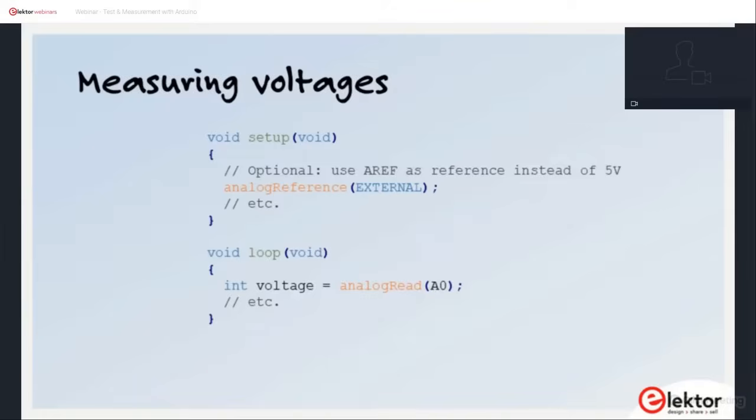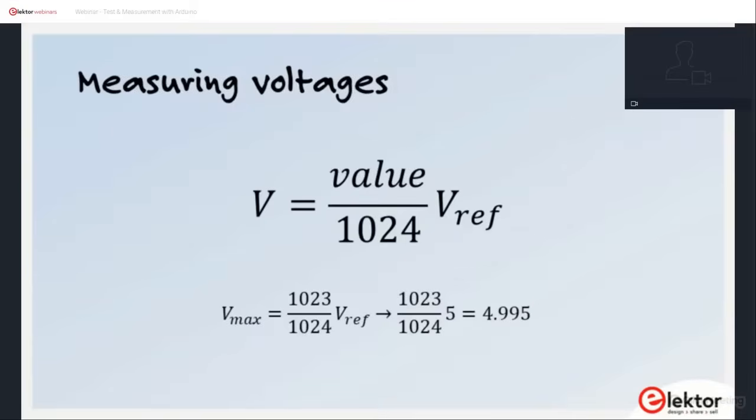By default, the reference voltage is 5 volts for the Arduino UNO, but it can be set to 1.1 volts with the function analogReference. It can also be set to use the voltage on the AREF pin. So, by default for the Arduino UNO, the function analogRead has a resolution of roughly 5 millivolts and a maximum value of 4.995 volts.